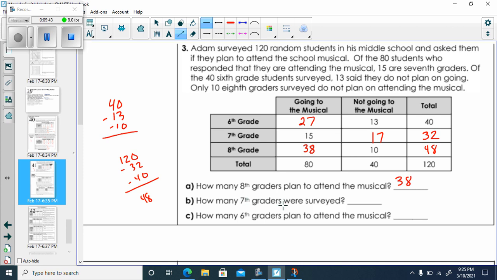How many 7th graders were surveyed? 7th graders, the total number that are going plus the total number not going gives me the total surveyed, 32. How many 6th graders plan to attend? Sixth graders going to the musical, 27. Okay, see how we can answer questions with survey data using our two-way tables?